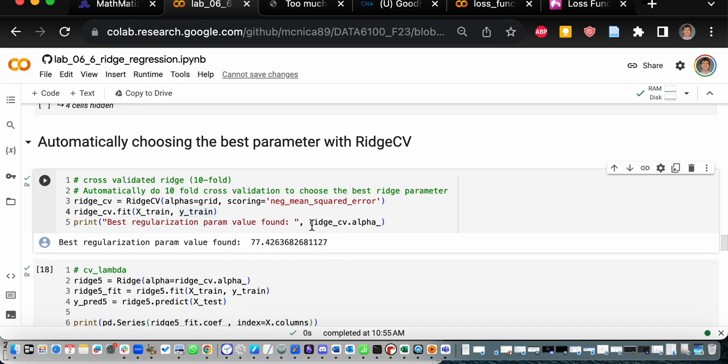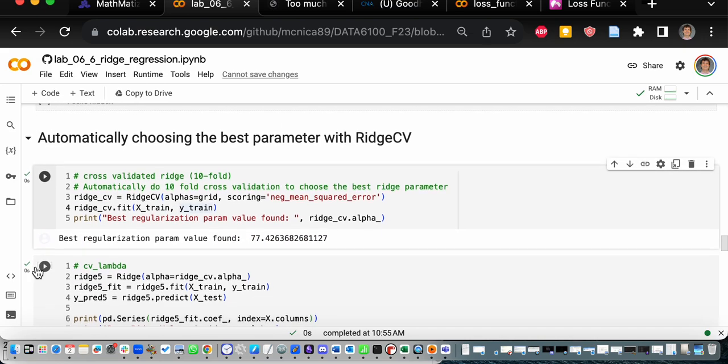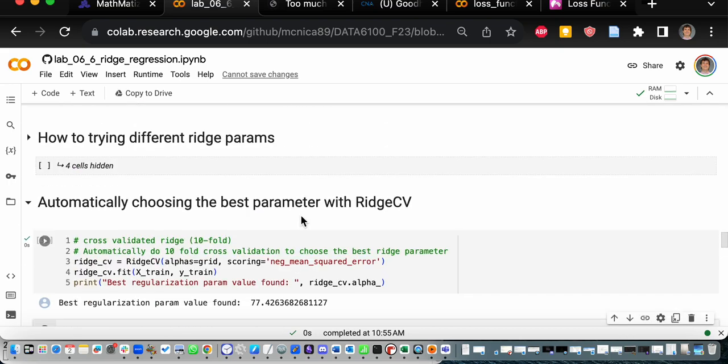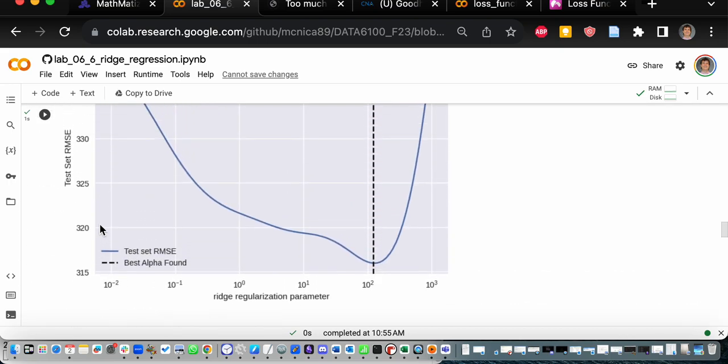And the best value it found was 77. So a little bit different than what we found before of 123. And here is what it looks like. And it found the RMSE of 316, which is pretty close to the minimum we found. So we found right around 316.